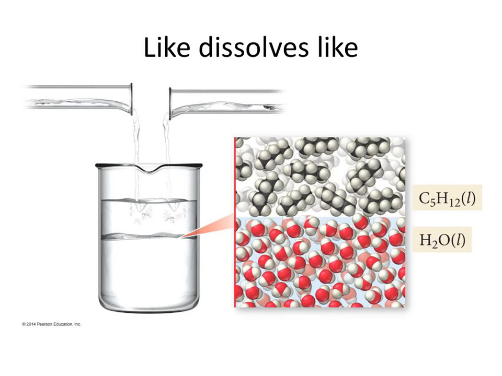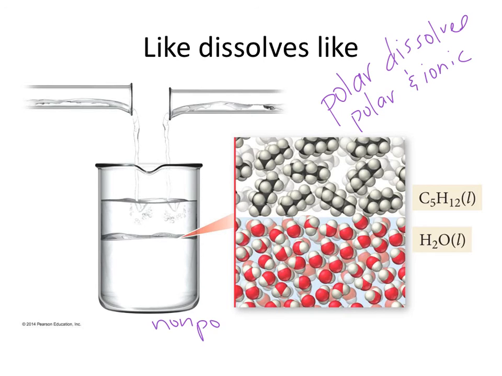Last thing, and I said this a minute ago, but just to picture to kind of see it, like dissolves like, or similar types of bonding will dissolve in similar types of bonding. Polar dissolves polar and ionic, because of the opposite charges that are there within the molecule. Nonpolar dissolves nonpolar, probably because of the induced dipole that's hanging around.